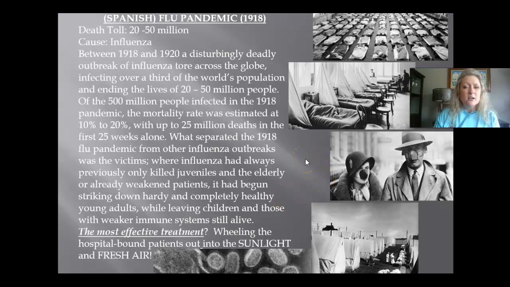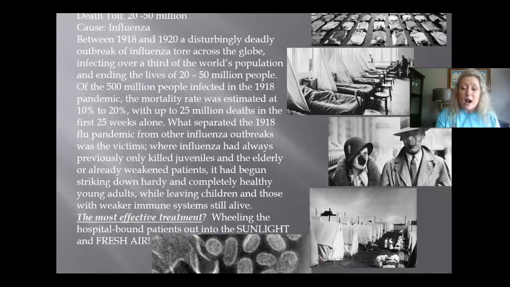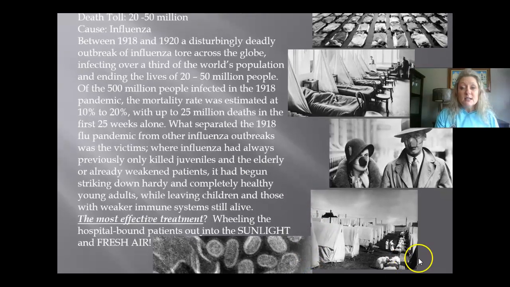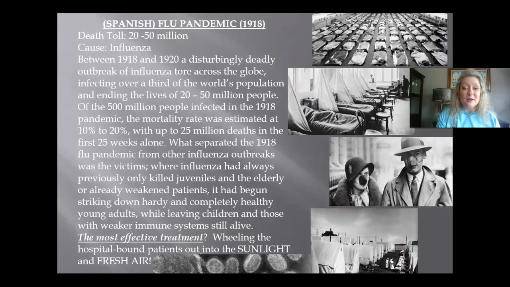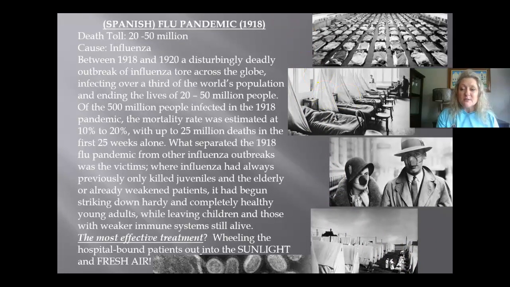So now we've got these particular age groups that are vulnerable. The Spanish flu, it didn't care. You either fought it off or you didn't. And interestingly enough, if you look down here at the bottom, how did they treat it? The best way was to roll those patients outside and let them get fresh air. Sounds familiar, right? Fresh air and sunlight are the best ways to treat this particular virus.